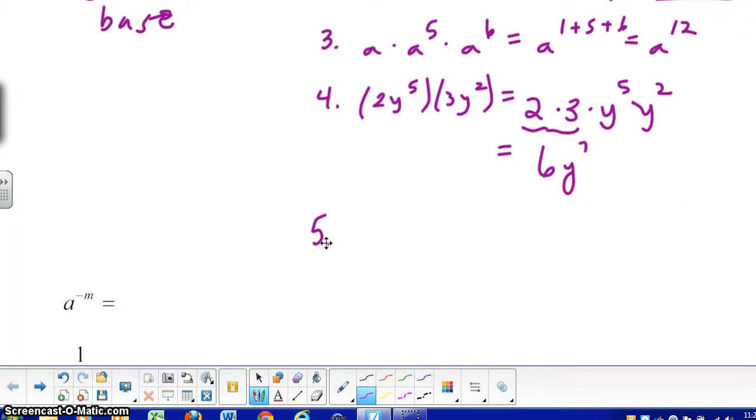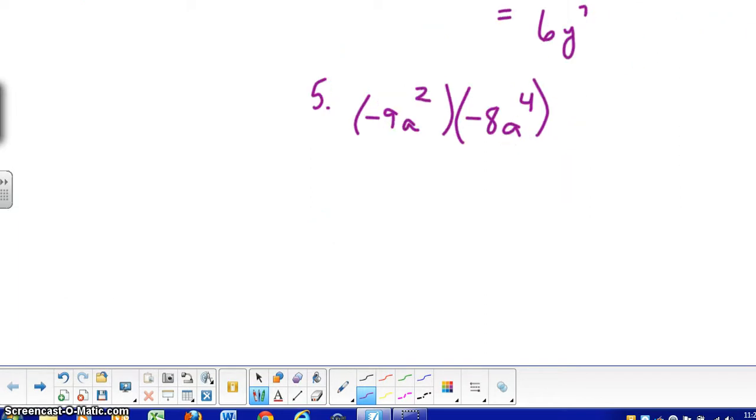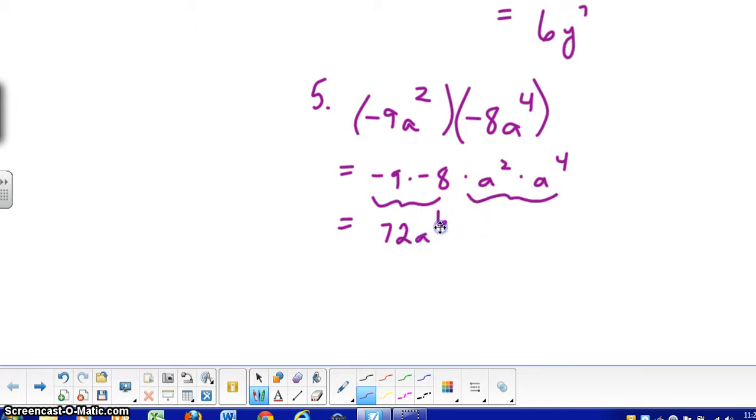The next one, push pause, go ahead and write that down, and then when you multiply this together, very similar to the last one, you can take the negative 8 and the negative 9 and put those together, and then also the a squared and a to the 4th. By separating them, it'll make it easier to figure out what I need to do with the exponents. This is a normal multiply integers together. 2 negatives make a positive, and 9 times 8 is 72. And then this, same base, means I can add the exponents. So I get 72a to the 6th.